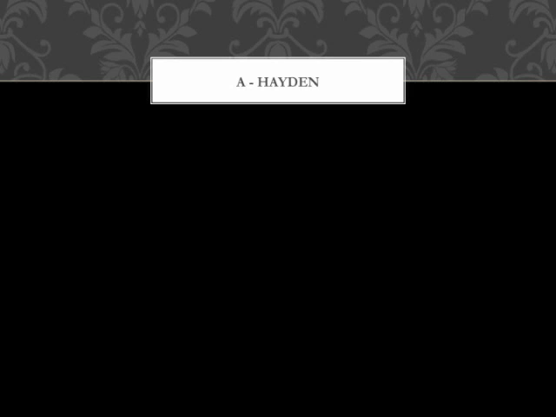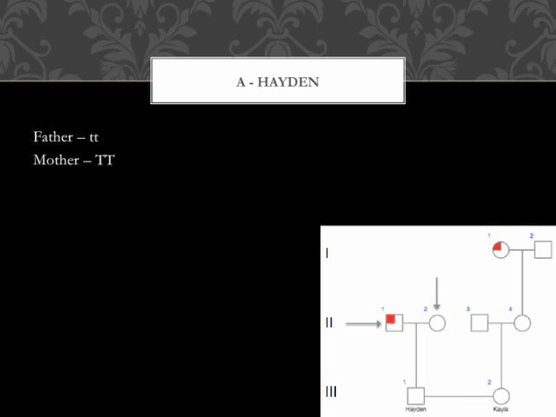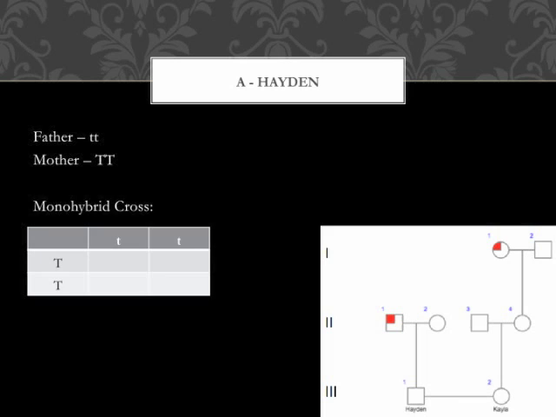Alright, so starting with Hayden, looking at the pedigree, we can see that his father is affected with cystic fibrosis, meaning his genotype is lowercase t, lowercase t, and from the question, we know that the mother's genotype is homozygous dominant. With this information, we can perform a monohybrid cross using this Punnett square, and the results show us that Hayden is in fact a carrier for cystic fibrosis.